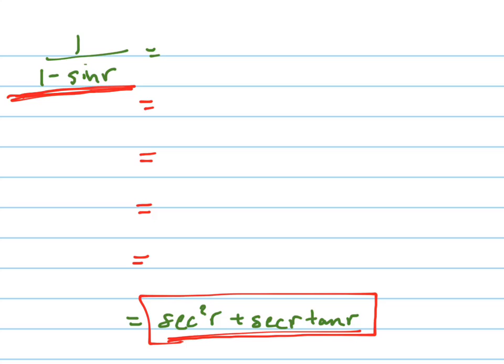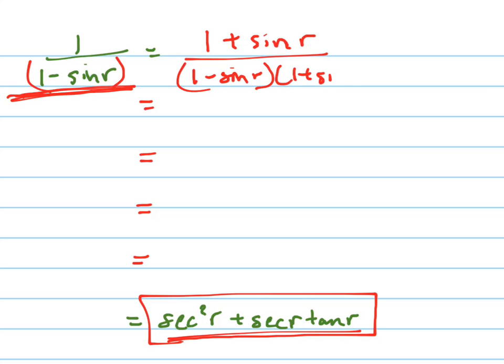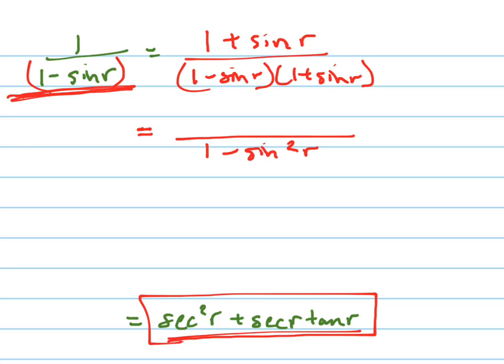So what I'm going to do is multiply this by 1 plus sine r on the top and bottom, because that's the conjugate of that denominator. So when I multiply 1 minus sine r times 1 plus sine r, let me clean this up here, and sometimes you don't know exactly how much room you need for the equal sign. When I do that, I will get 1 minus sine squared r, and on the top I still have 1 plus sine r.